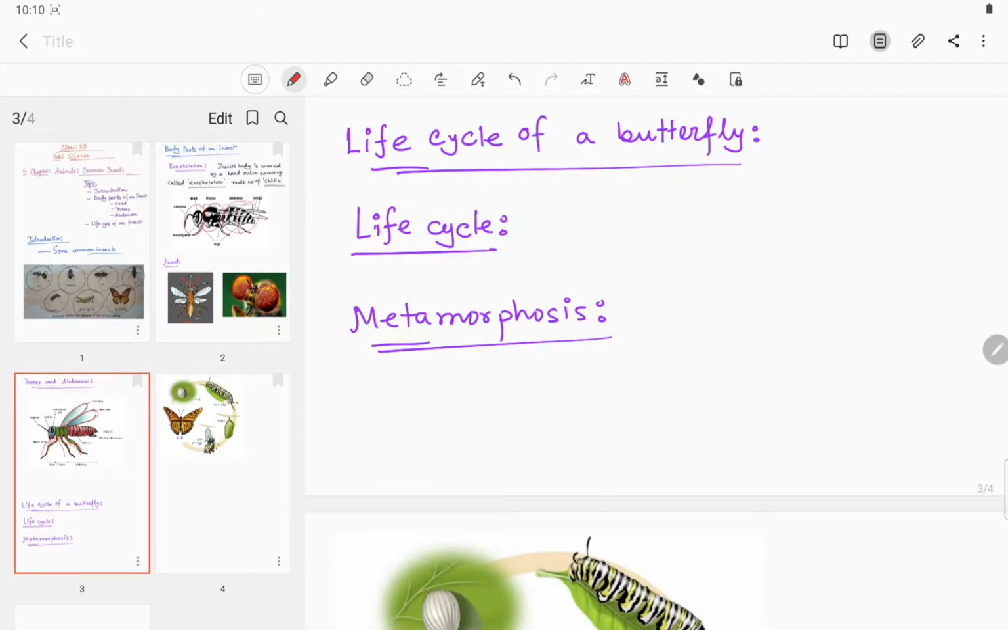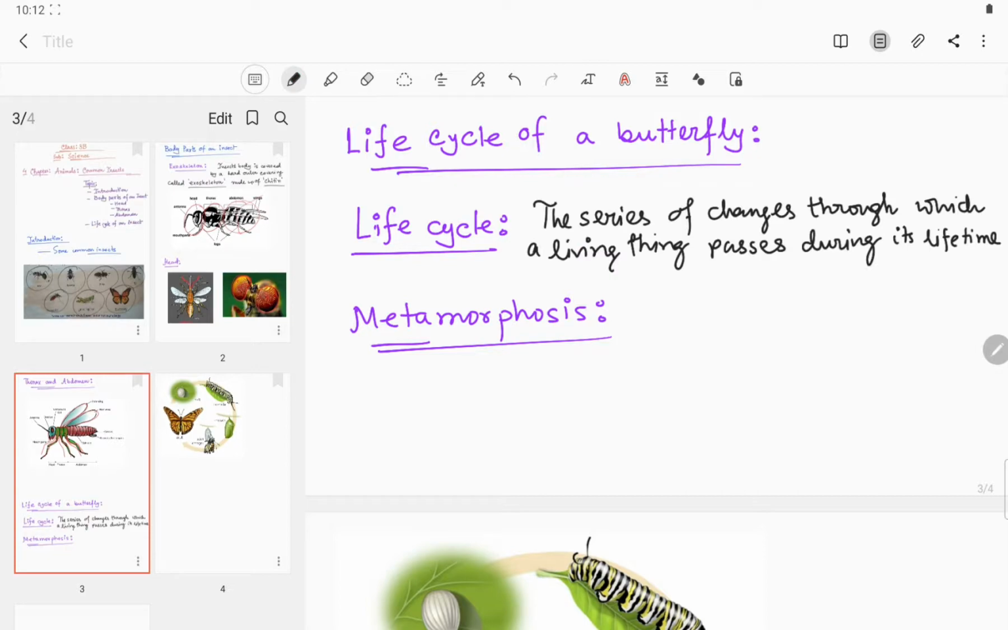Now the interesting one, the life cycle of an insect. We will study the life cycle of a butterfly. Now you have to know what we mean by life cycle. The series of changes through which a living thing passes during its lifetime is called life cycle.